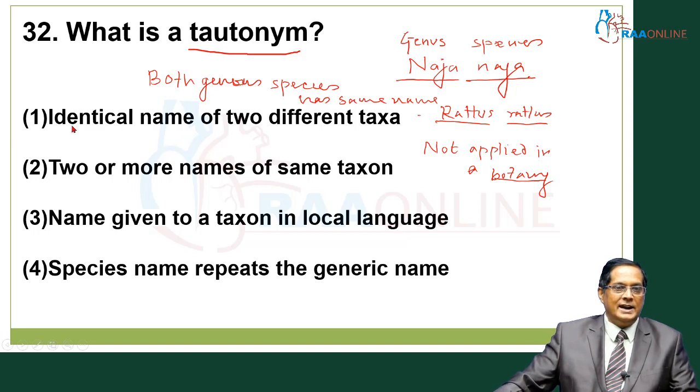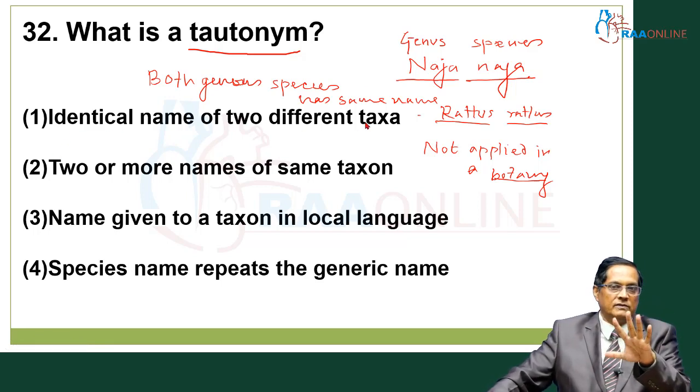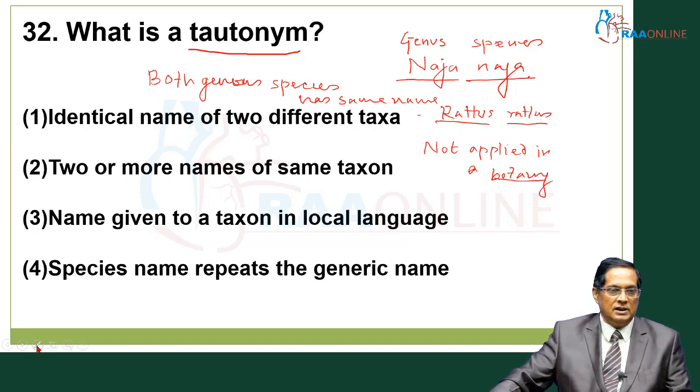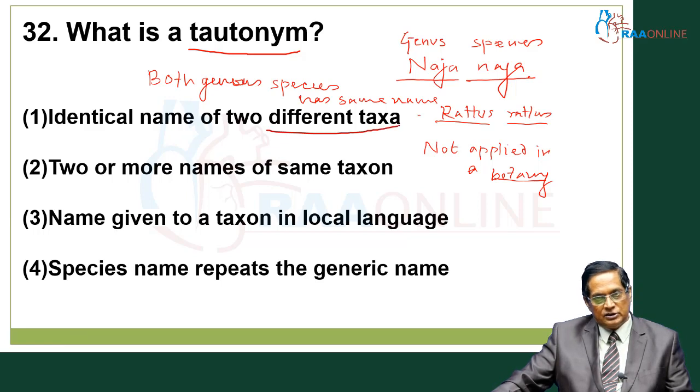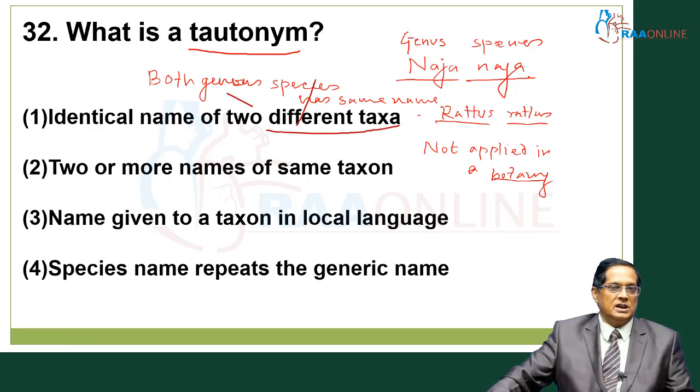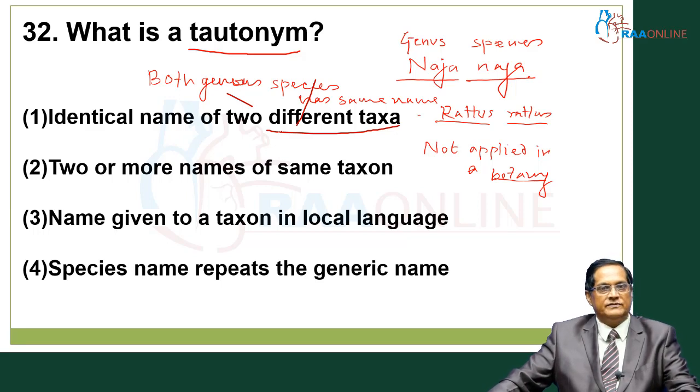That is identical name for two different taxa. Two different taxa, why? One is genus, another one is species. This is tautonyms. Genus and species have the same name, and these are two different taxa.